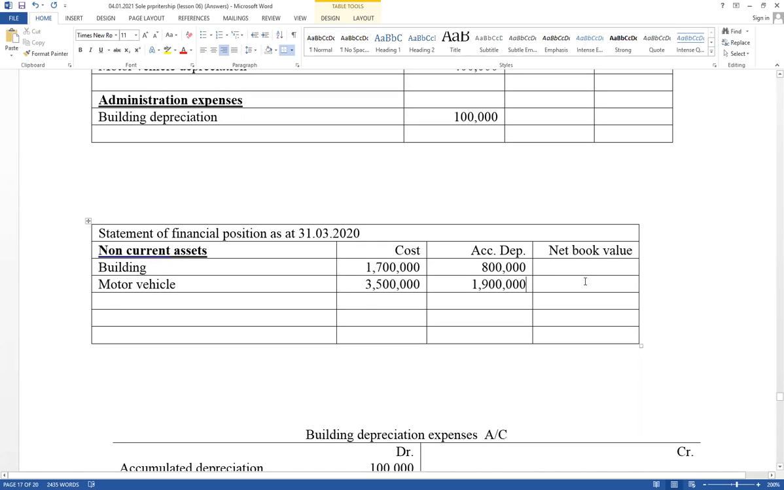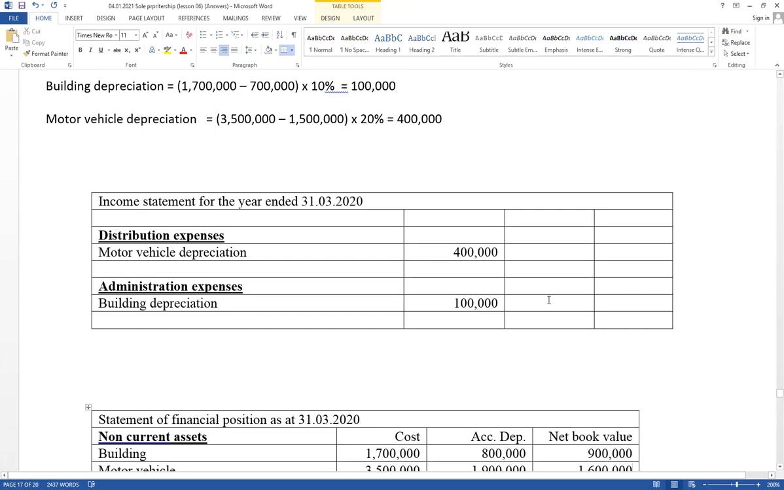Then cost minus accumulated depreciation, take net book value. Therefore, here the value equals 900,000. And this one minus this one, here the value equals 1.6 million. This is what you have to disclose. In accounting, we are going to provide information. All businesses have land, building, motor vehicle, office equipment. Those are depreciated. You have to know how to calculate, how to record in the ledger account, and how to disclose on the financial statement. Straight line basis and reducing balance methods.